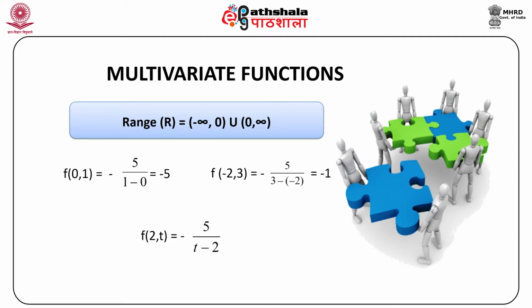f(1) is equal to minus 5 upon 1 minus 0, which is equal to minus 5. f(-2, 3) is equal to minus 5 upon 3 minus 2, which is equal to minus 1. f(2, t) is equal to minus 5 upon t minus 2.